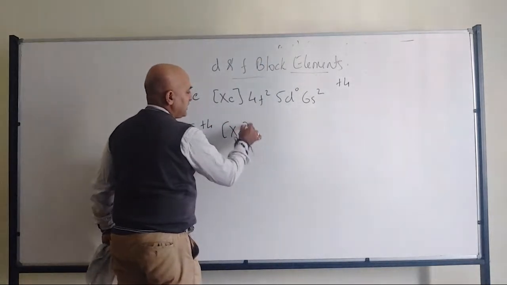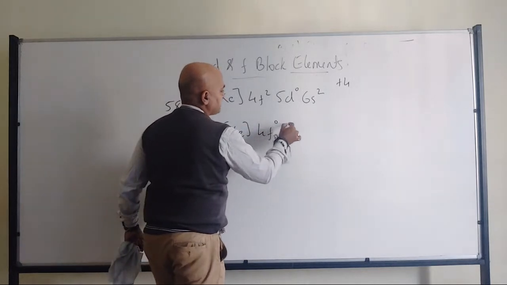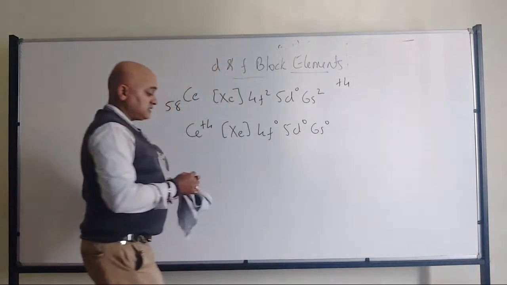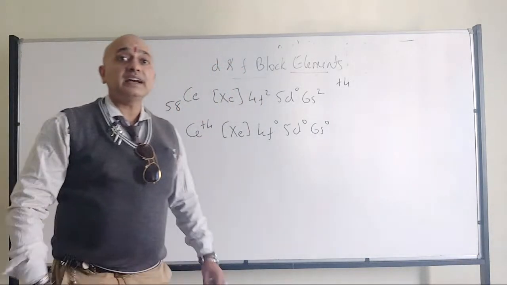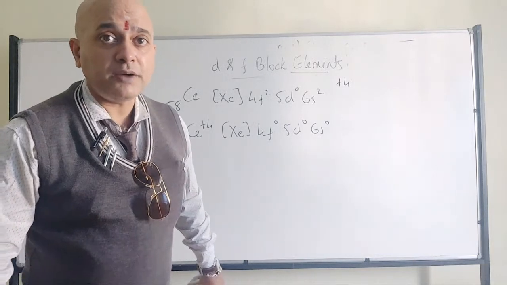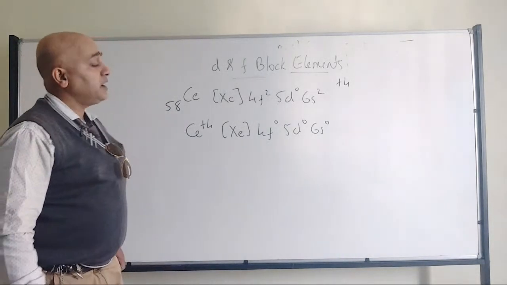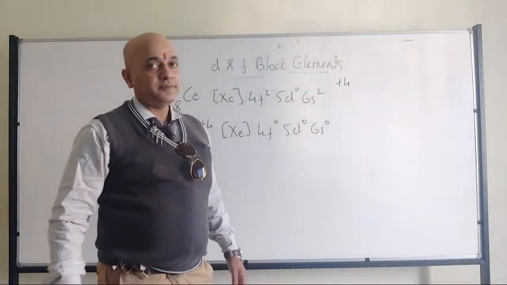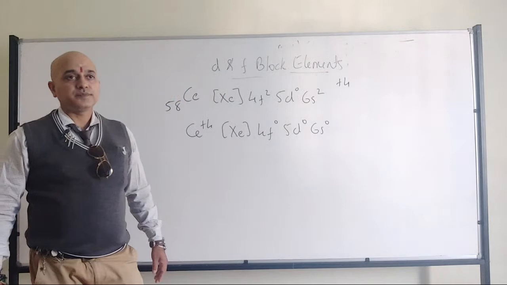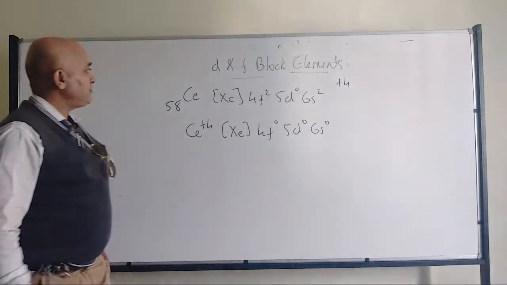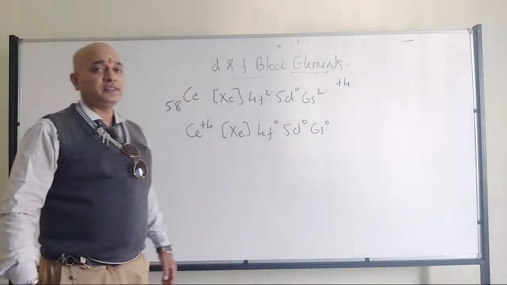If I want to write, it can become 4f0, 5d0, 6s0 because it will attain the inert gas configuration of xenon. Yes, Purnima, absolutely correct. It can show the +4. So any other element? Any other element which can show this one?